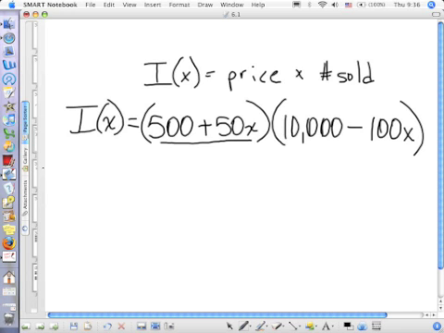If we increase the price 5 times, everybody look. What's the new price? $750 a TV. How many sales would we lose if we increase the price 5 times? What would be our new number of TVs sold? 9,500. Okay? Because 100 times 5 is 500. We lose 500. So we'd sell 9,500.